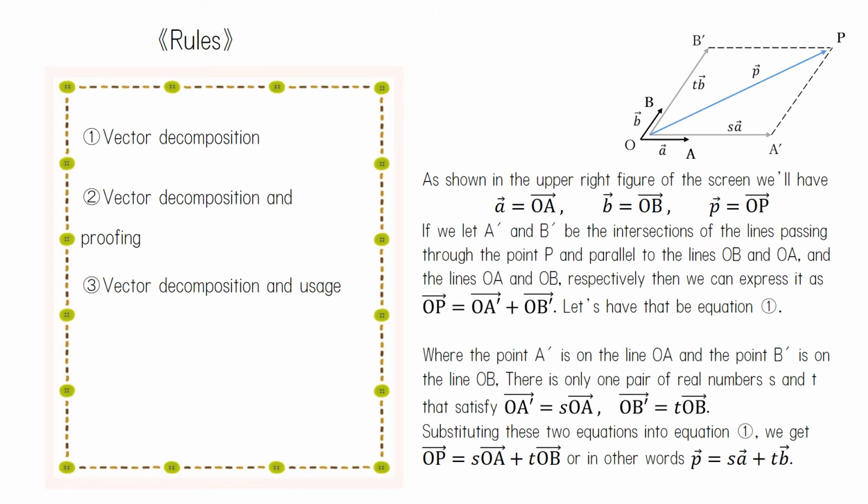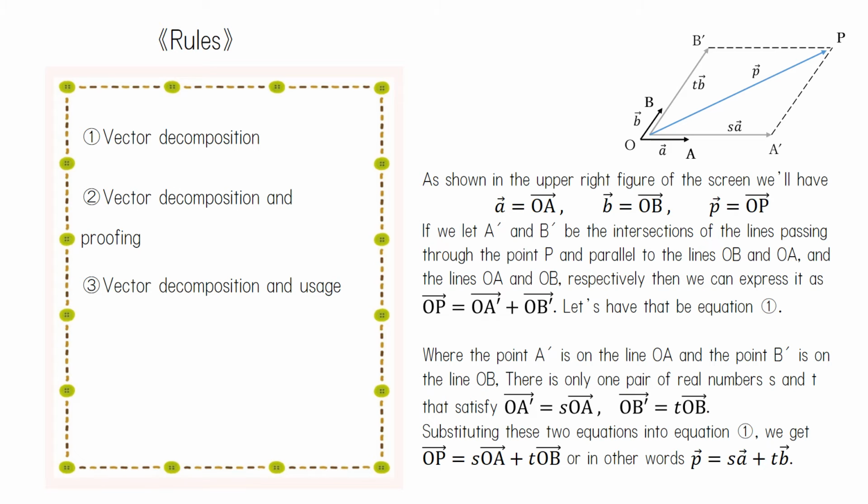Next, we will explain how to do a proof of a vector decomposition. As shown in the upper right figure of the screen, we'll have vector A equal vector OA, vector B equal vector OB, and vector P equal vector OP. If we let A prime and B prime be the intersections of the line passing through the point P and parallel to the lines OB and OA, and the lines OA and OB respectively, then we can express it as vector OP equals vector OA prime plus vector OB prime. Let's have that be our equation 1.